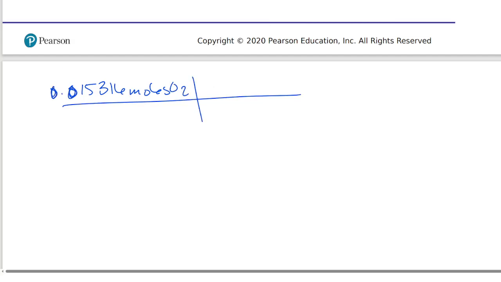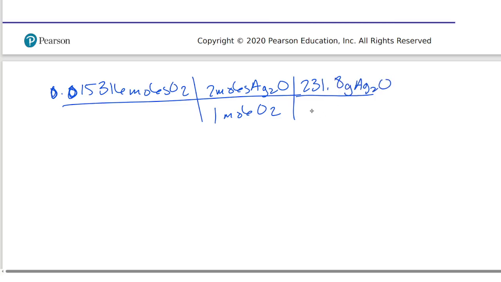Now we can convert moles of O2 to grams of Ag2O from the balanced equation and the molar mass. 0.015316 moles of O2. Let me clean that up a little bit. 2 moles of Ag2O results in 1 mole of O2 from the balanced equation. And we know that silver oxide is 231.8 grams per mole. And that equals 7.10 grams of silver oxide.